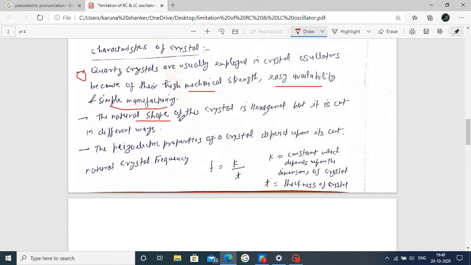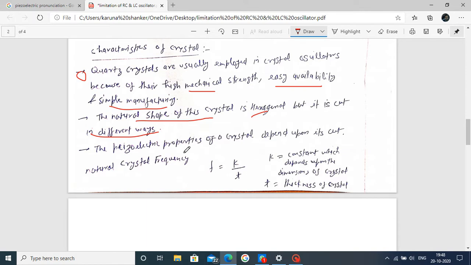The natural shape of this crystal is hexagonal, but it is cut in different ways, like X cut, Y cut and Z cut, which are also called the electrical, mechanical and optical axes. We focus here only on the natural shape of the crystal, hexagonal, though it can also be cut in different ways.